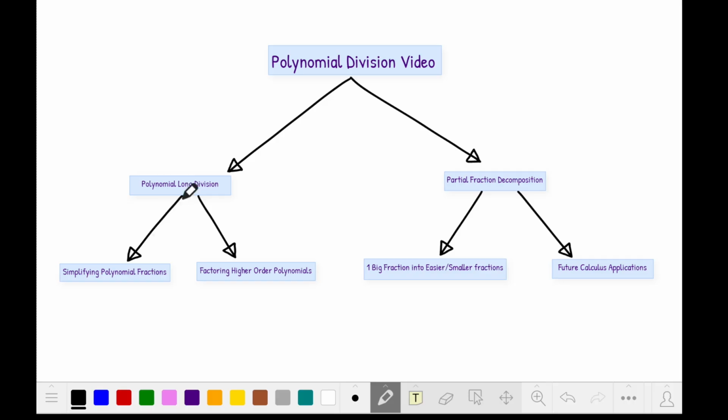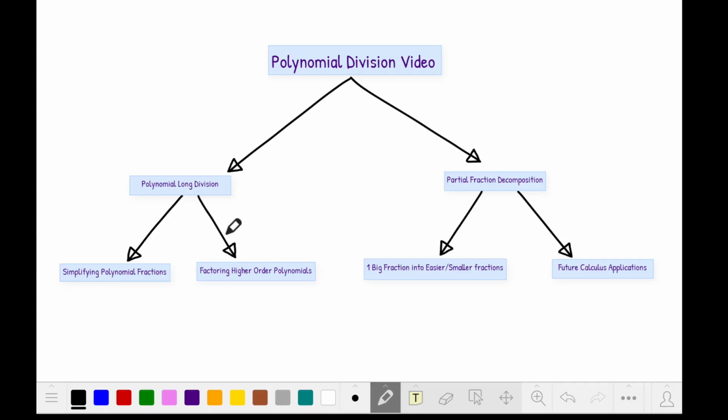because sometimes we just want to simplify polynomial fractions. And then, once we've gotten used to simplifying polynomial fractions with long division, we'll figure out how to use that to factor higher order polynomials. If you remember, the advanced algebra video covered how to factorize polynomials of order 2, meaning that the highest power is of an x squared. Here we're going to learn how to do long division to help us figure out how to factorize polynomials of order 3 or higher.